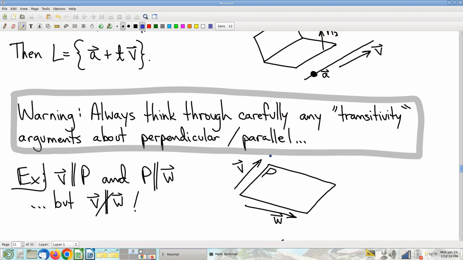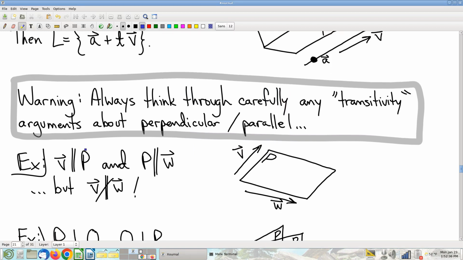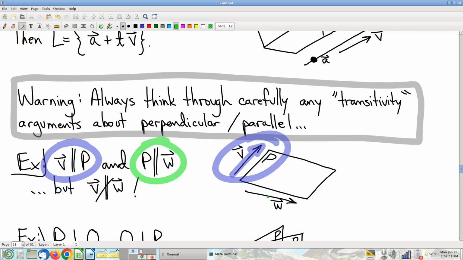Okay, so it looks like it ought to be true, but it's not. If you have a vector parallel to your plane, right? There's a vector V parallel to my plane P. And if the plane P is itself also parallel to the vector W, right? Well, V is parallel to P, P is parallel to W. Symbolically, if you were reading this, you'd have the urge to say that V must be parallel to W. But obviously it isn't. It's not even close. So this is a transitivity landmine that you have to watch out for.